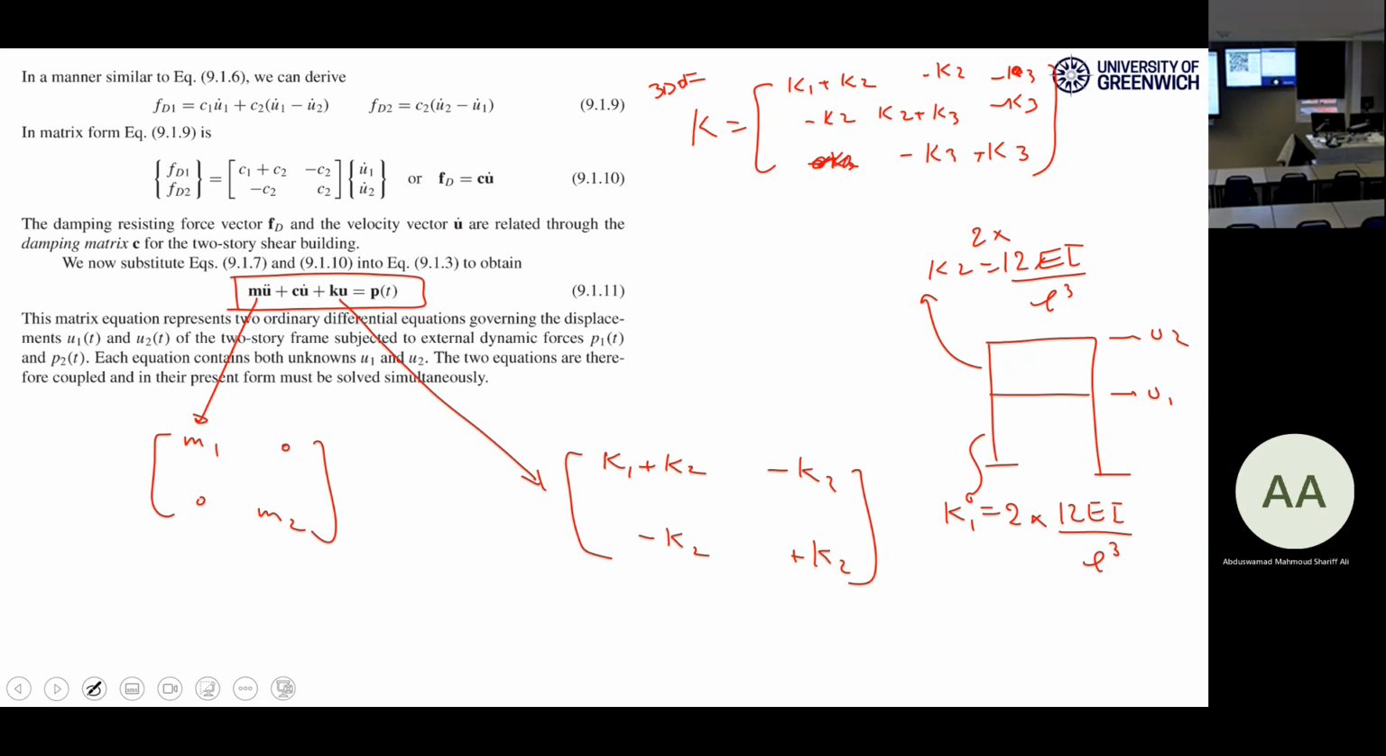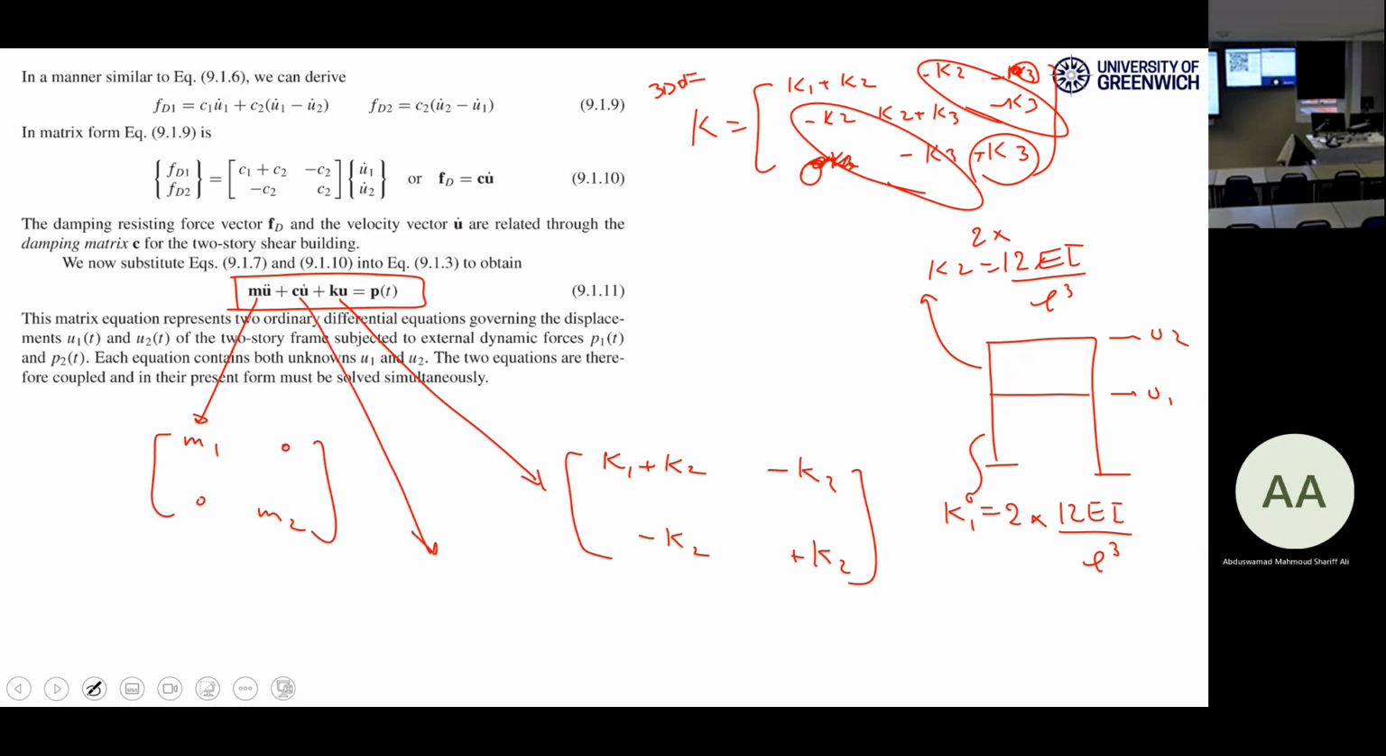Right? If you have n stories, it's very easy to write this stiffness matrix. The principal diagonal is K1 plus K2, K2 plus K3, K3 plus K4, except the last one, which is K roof. Here is K3. You need another band here, another band here. The rest are 0. Right? This is the mass matrix. This is the stiffness matrix.